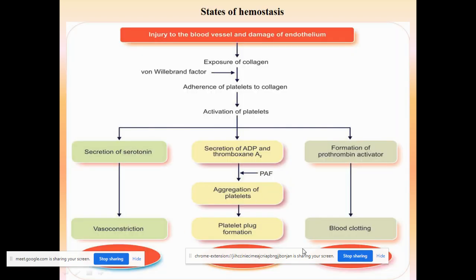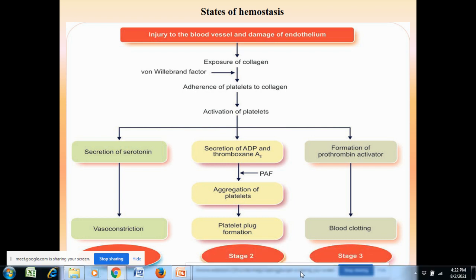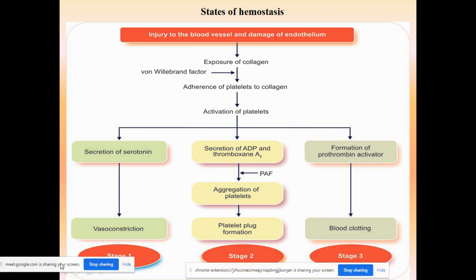Now you can see this picture. This picture shows the stages of hemostasis. What are the different stages of hemostasis? You can see the one below, stage 1, stage 2, stage 3. Stage 1 is vasoconstriction, stage 2 is platelet plug formation, and stage 3 is blood clotting or blood coagulation.